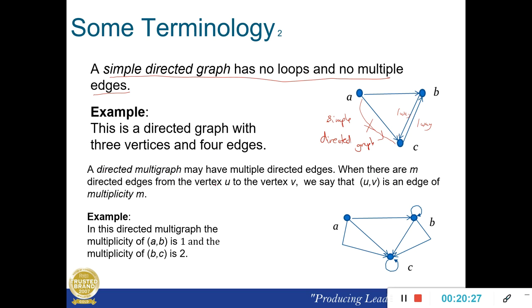When there are m directed edges from vertex u to vertex v, we say that (u, v) is an edge of multiplicity m. So you have A to C, A to C, you have 2. So for this one, A to C, you can say that m is equal to 2. The way we write it down, maybe MAC is equal to 2. What else? BC, MBC is equal to 2. So in this graph, the multiplicity of AB is 1. So MAB is equal to 1, MAC is equal to 2, and MBC is equal to 2.